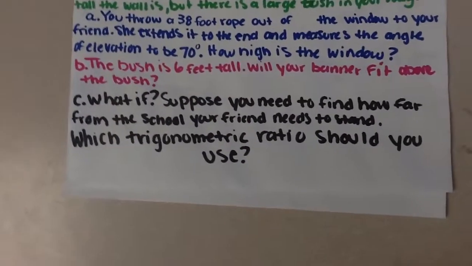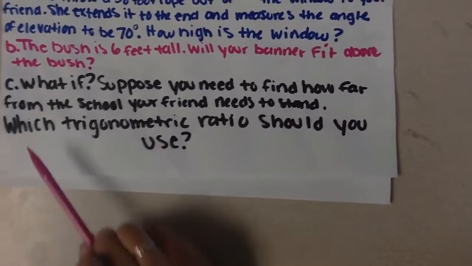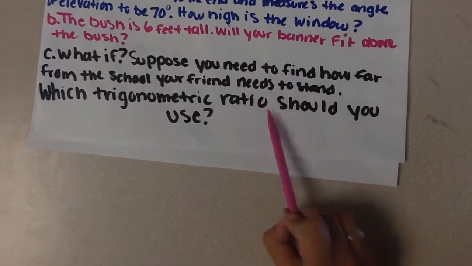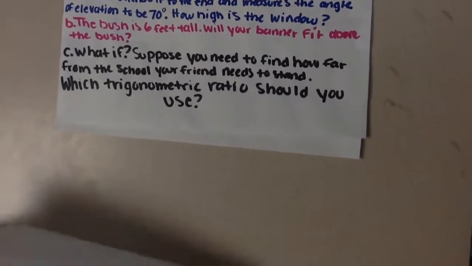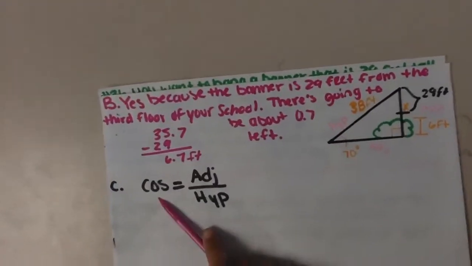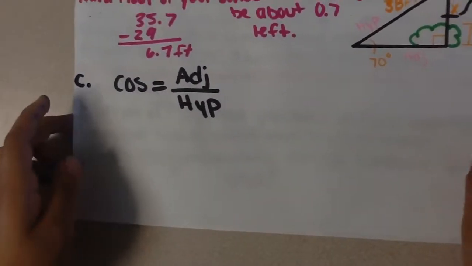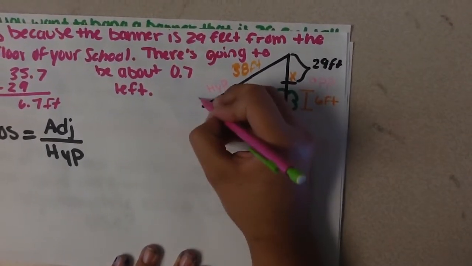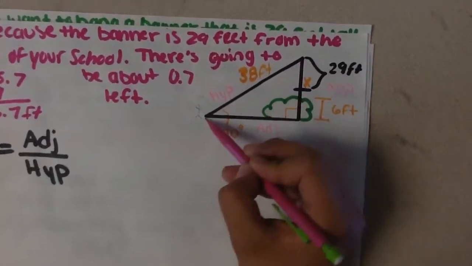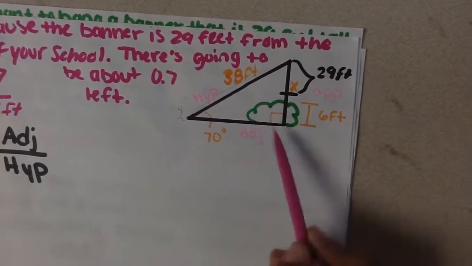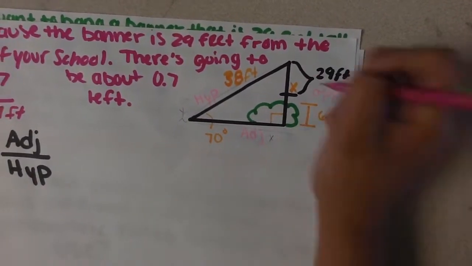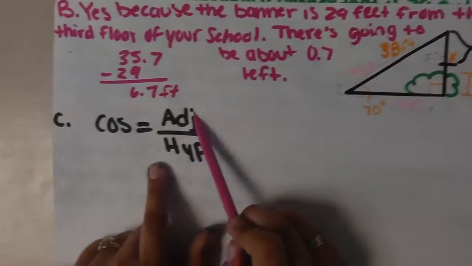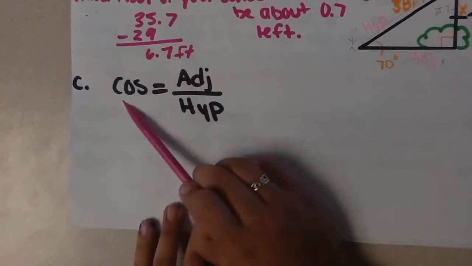Last but not least, what if? Suppose you want to find how far from the school your friend needs to stand. Which trigonometric ratio would you use? Well, I will use cosine, adjacent over hypotenuse, since we're trying to find the distance my friend is standing. My friend was standing here, holding the rope, which was this. So we're trying to find this distance, which will be x, since we already know what this is, which is 35.7. So I would be using cosine, adjacent over hypotenuse, or as my teacher taught me, 'caught another hippie.'